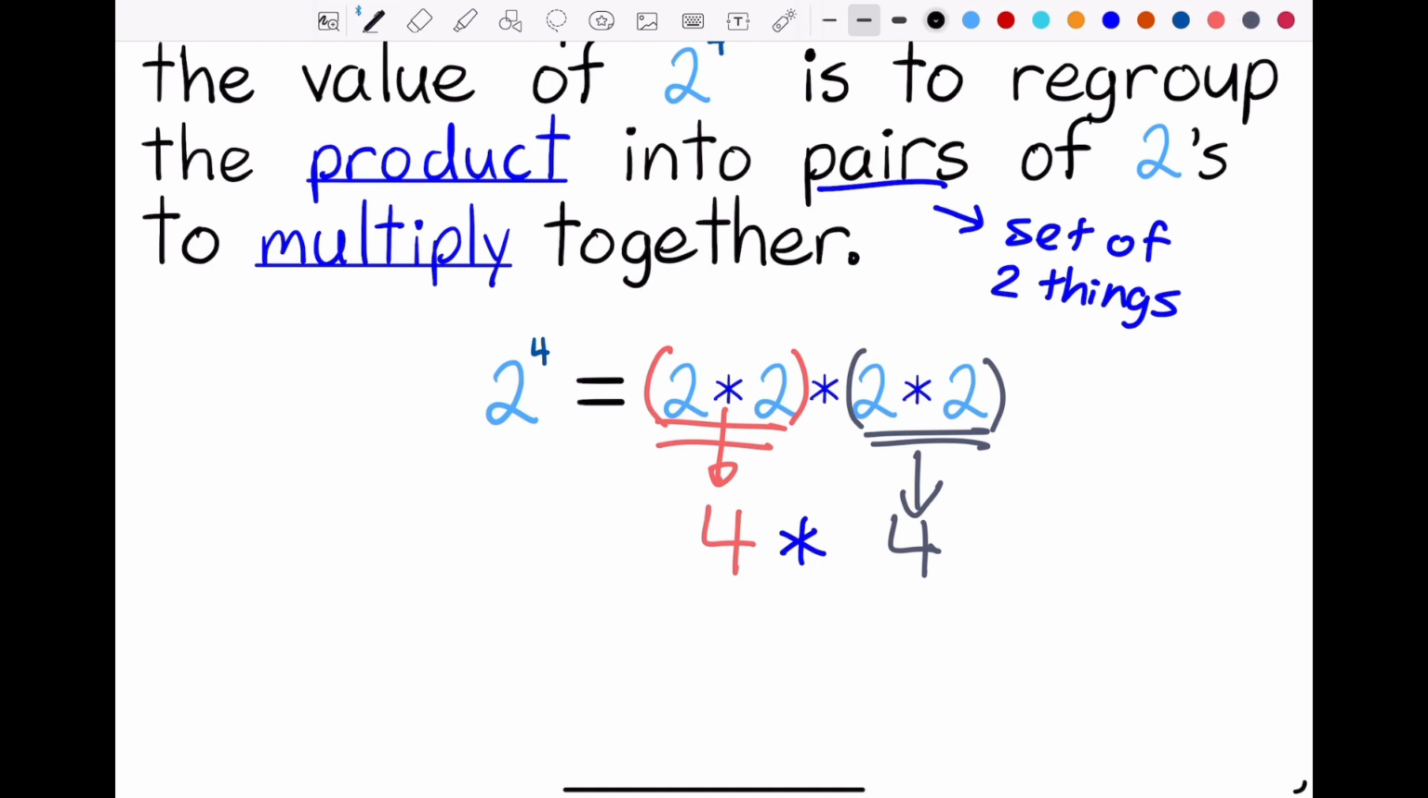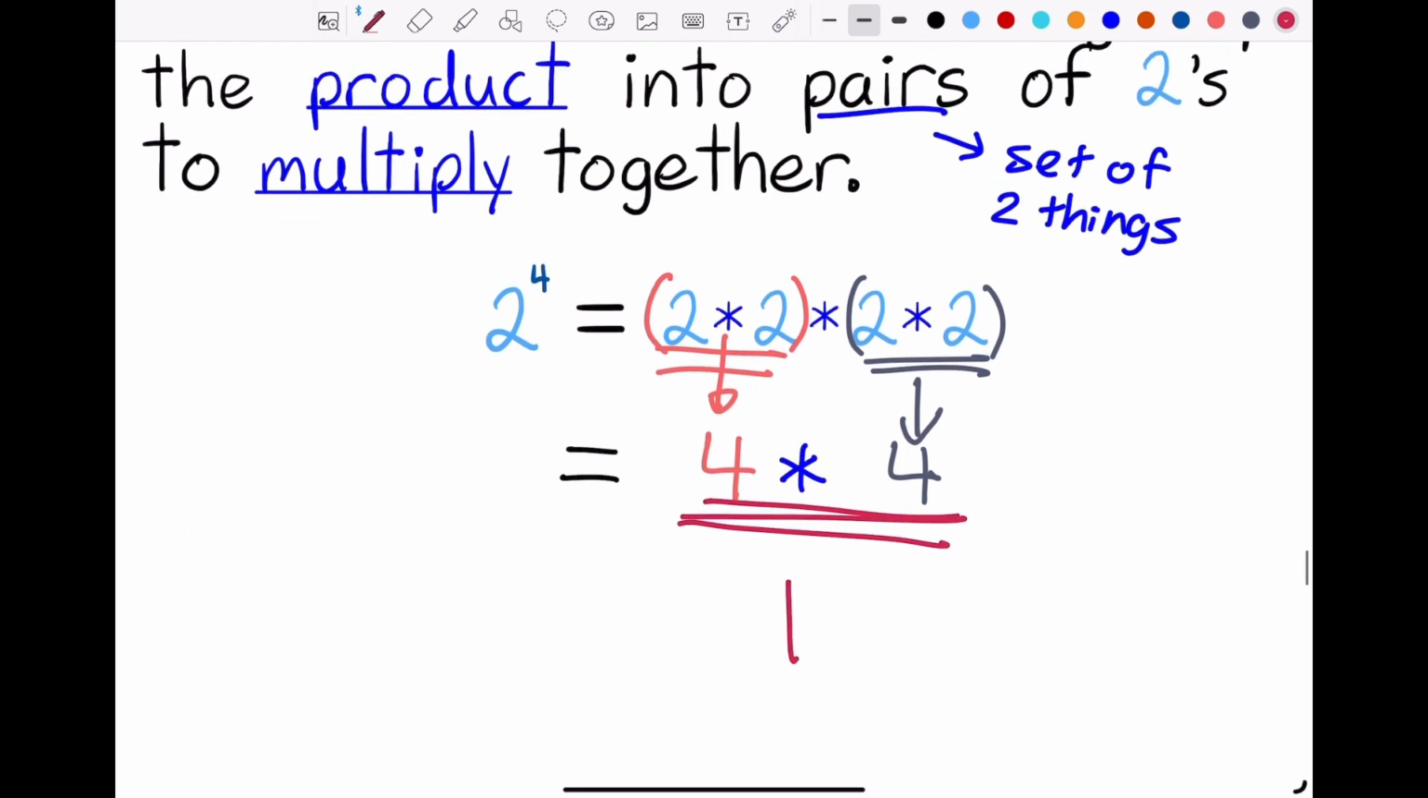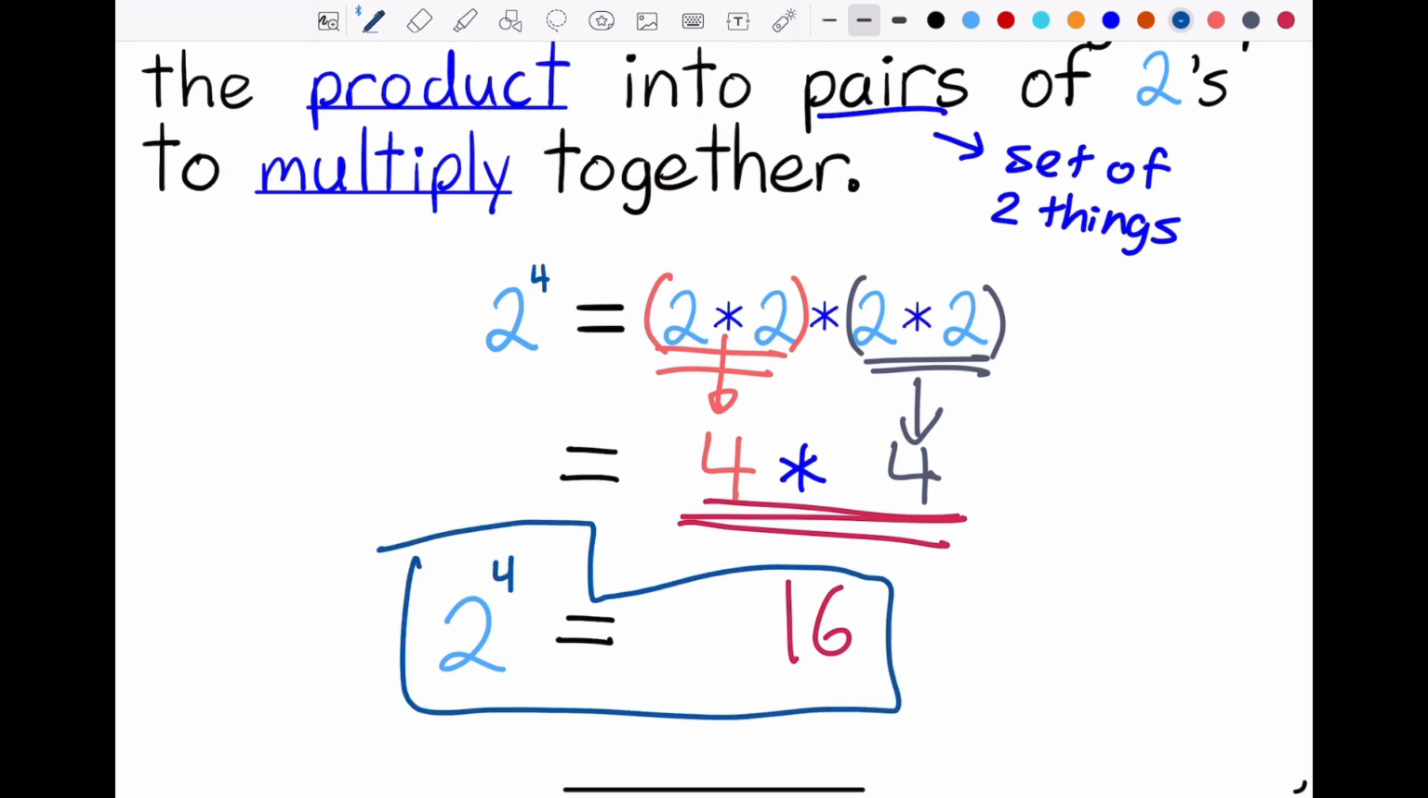And now we only have two numbers to multiply. We know that 4 times 4 equals 16. Let me move this down a little bit. 4 times 4 equals 16. So that means that 2 to the 4th equals 16, just like we did the first time we calculated. And we are done.